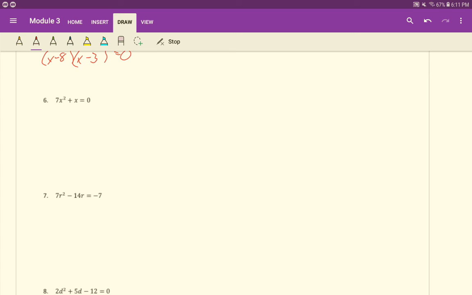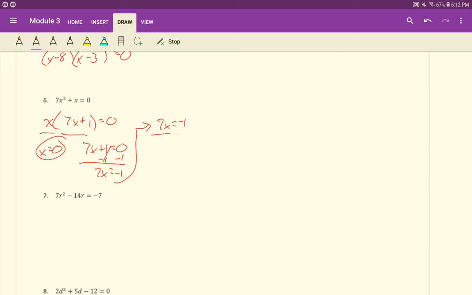Or another method we can use here is, well, there's a GCF. Let's use the GCF here. So let's just take out an x. And now we have a product of two things. So set each one of those equal to 0. And x equals 0 is just one of the answers. 7x plus 1 equals 0. And now we'll just solve that. So subtract 1 from both sides. 7x equals negative 1. Divide both sides by 7. x is negative 1/7. And there are our two answers.